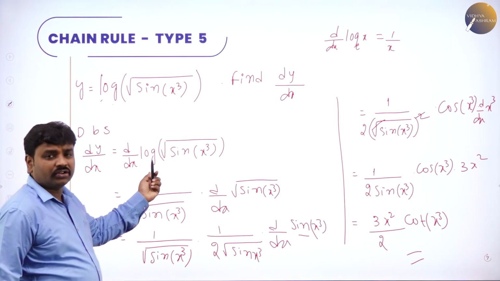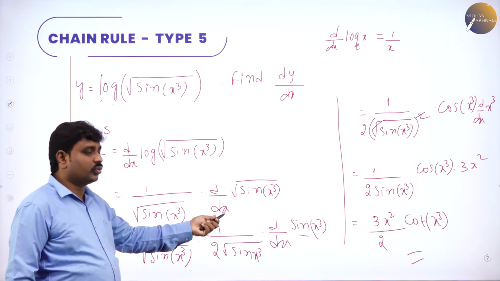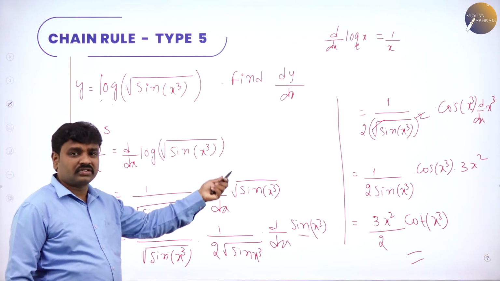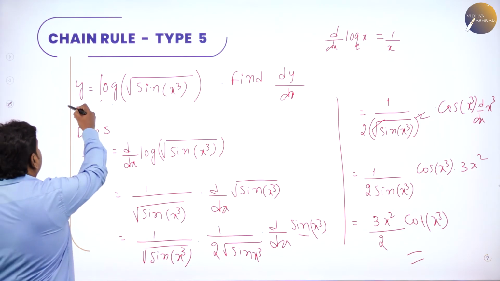First I applied log. Log is what? 1 by f of x. And then I applied root. Root is what? 1 by 2 root f of x. Then I applied sine f of x. That is cos f of x. Then f of x. So that is the way we applied the chain rule to get the answer.